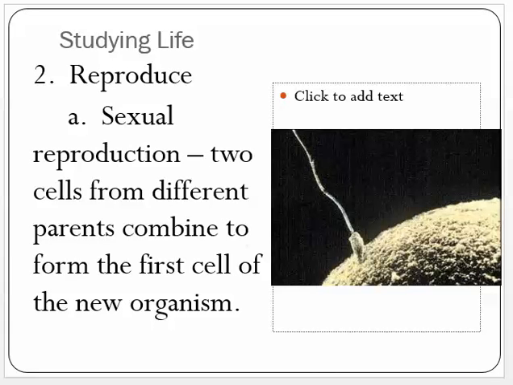The second characteristic is that all living things reproduce. There are 2 different ways that living things can reproduce. You do one of 2. You cannot do both of these. Humans, for instance, reproduce sexually, where it requires a cell from a mother and a father in order to combine and form new living life. That would be sexual reproduction.